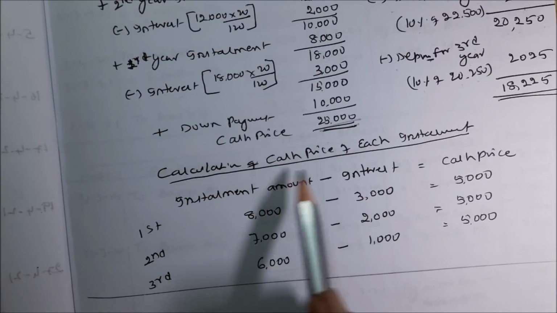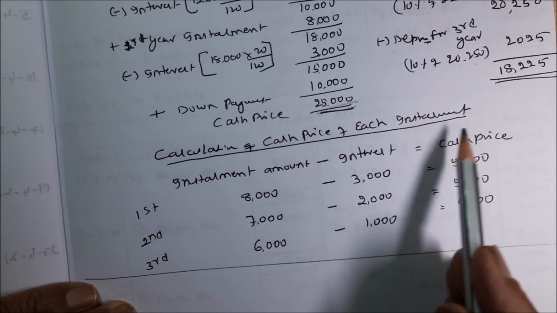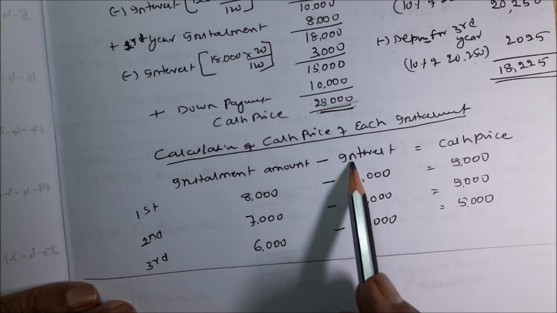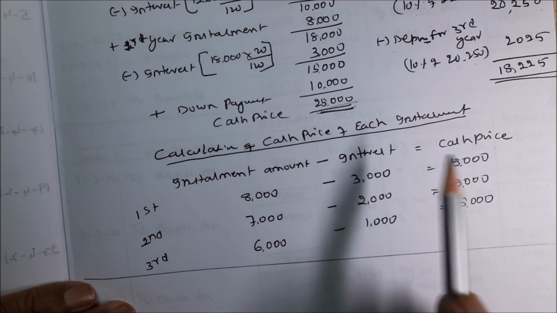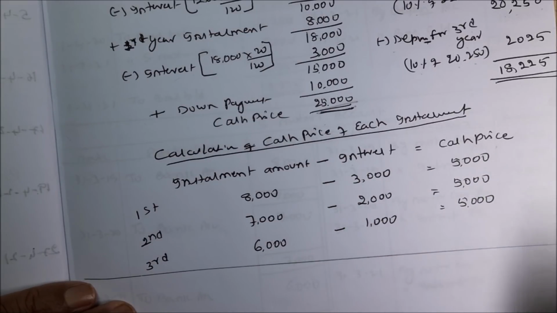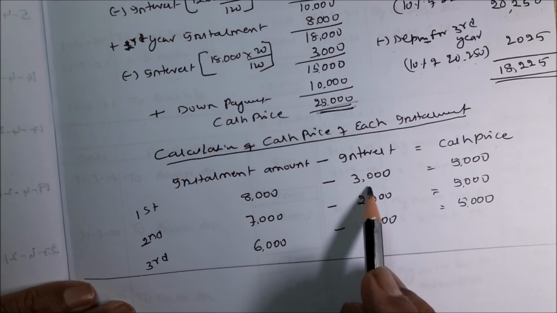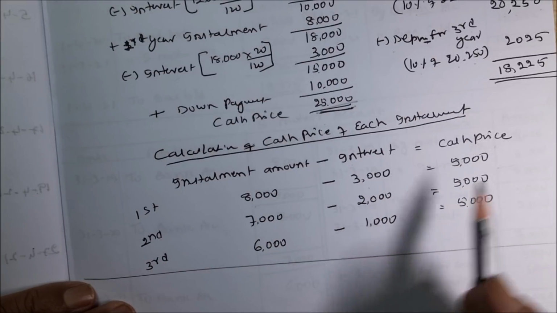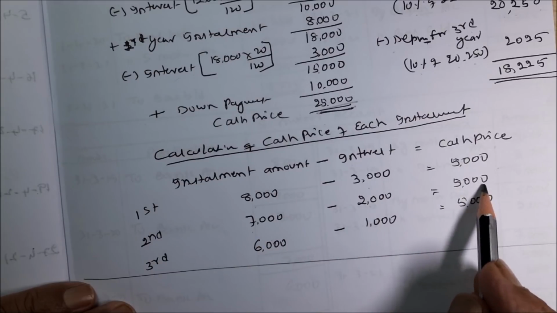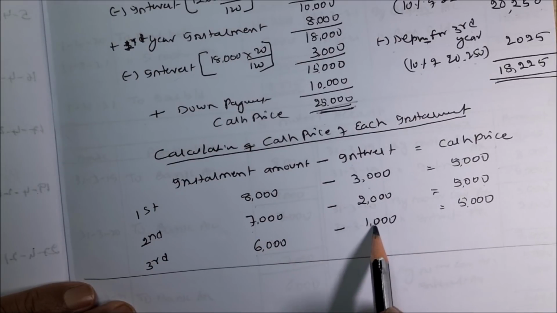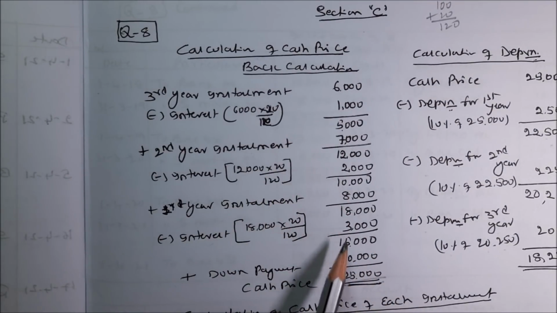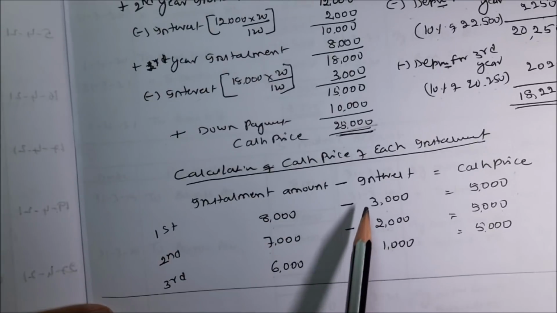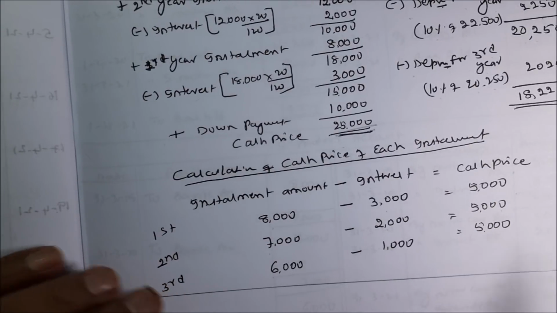Then calculation of cash price of each installment, most important, each installment. Installment amount minus interest is equal to cash price. I have already told you, you can calculate the cash price even for each installment. 8,000 is the first installment minus 3,000 interest, then it becomes 5,000. 7,000 minus 2,000, then it becomes 5,000. 6,000 minus 1,000 is equal to 5,000. These calculations we have already done earlier. Here, if you see, you will get that 3,000, 2,000, 1,000. I have subtracted from each installment. You have got the cash price.